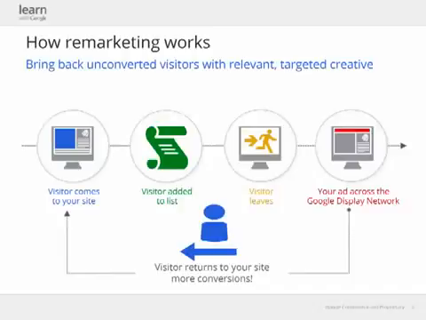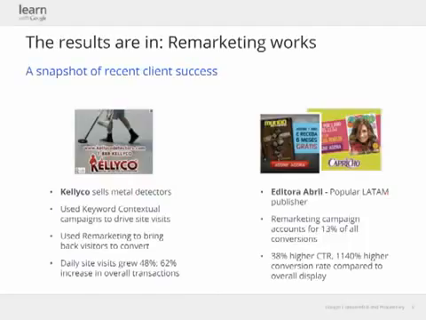And then when the user leaves the site and continues browsing across the Google Display Network and the 2 million publisher websites that the GDN is able to reach, we can identify your users, bid against them for you within the AdWords auction, and then show them the most relevant creative possible at that time. So what this does is it really brings back your unconverted visitors by putting the most relevant creative in front of them.